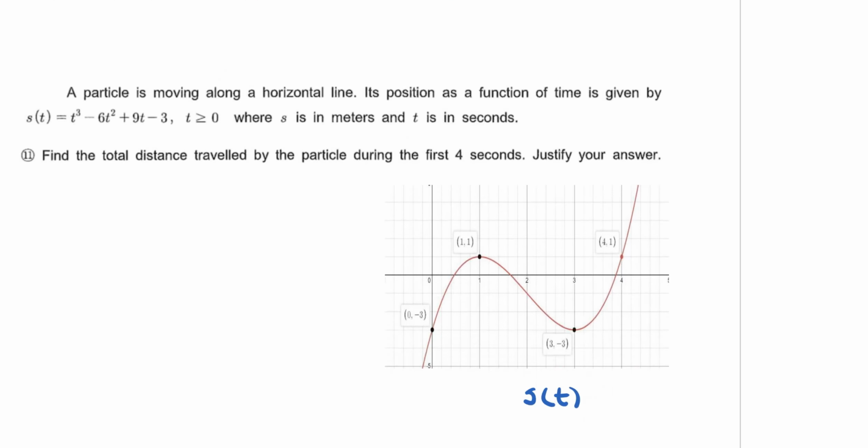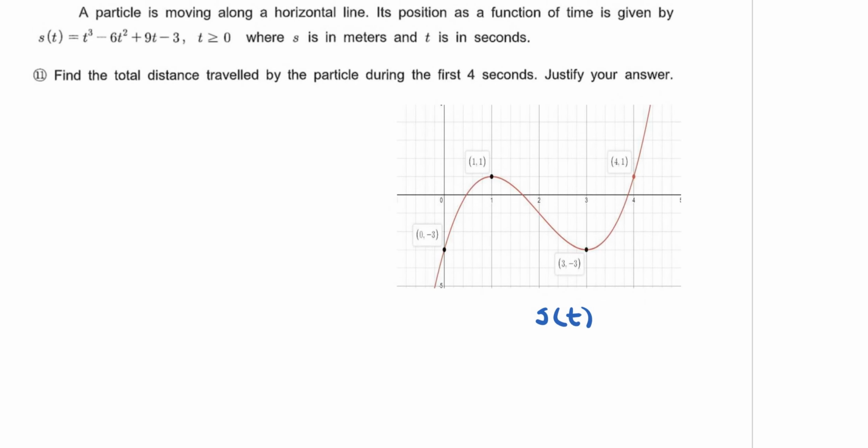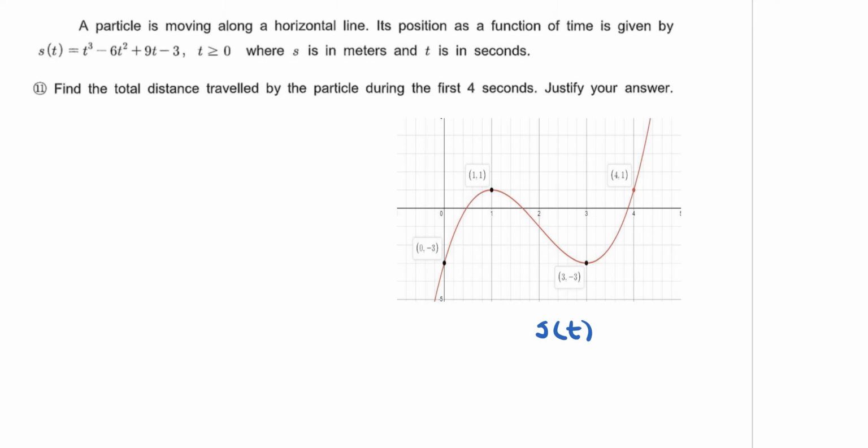Okay, last question, this total distance question here. Find the total distance traveled by the particle during the first 4 seconds. Okay, so for this particular problem, you definitely need the graph right there. So that's s of t, and this is my s of t graph. And we can look at this logically here, right? So if I draw a number line here, this is s of t, okay?